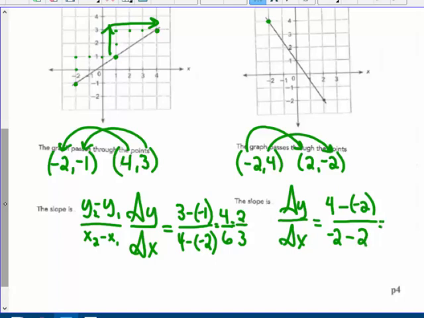So I draw kind of arrows so I remember I'm consistent with it. Well, that equals 4 plus 2 is 6, and negative 2 minus 2 makes negative 4. So this is 6 over negative 4, or 3 over negative 2, going down 3, 1, 2, 3, and over 1, 2. Yes, it's falling 3 and running by 2. So the slope is negative 3/2.